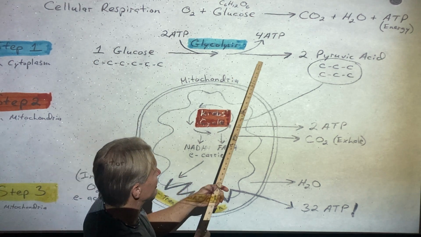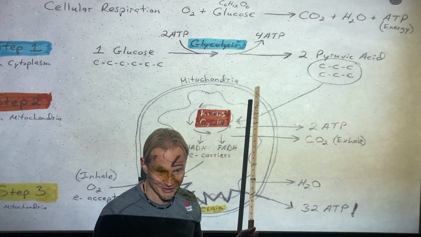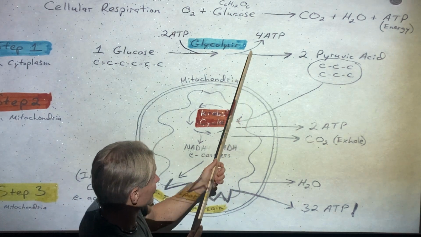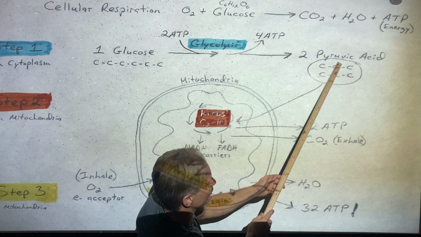We gain 2 ATP. Well, 2 ATP is like whoop-de-doo-dah. I can't even take a step. Like I'd be dead. You need more than 2 ATP. So we're gonna see how this works out. What we're really after is this stuff called pyruvic acid.